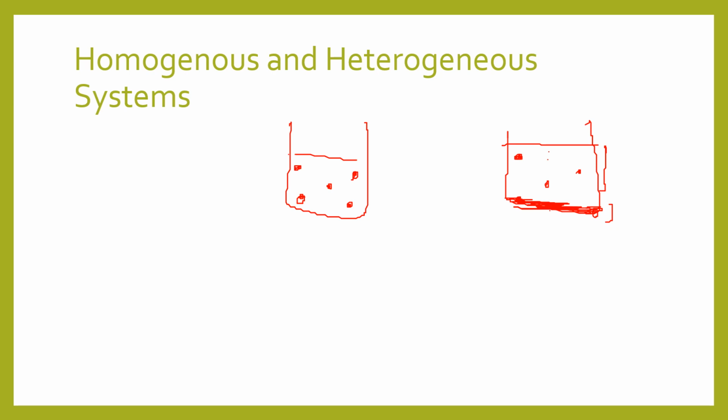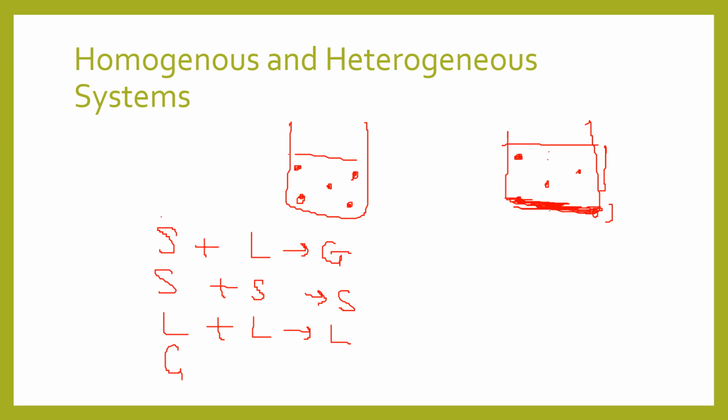Another way to study homogeneous and heterogeneous systems is when you have a solid reacting with a liquid to give you a gas. Heterogeneous. When all are in the same state, solid and solid giving you solid, homo. Liquid and liquid giving you liquid, homo. Gas plus gas giving you gas, again homo. When one is different, if this I make liquid, then it becomes hetero. If this I make liquid, again it becomes hetero.